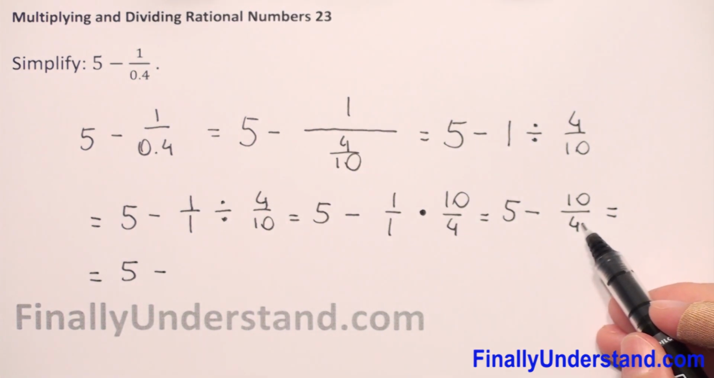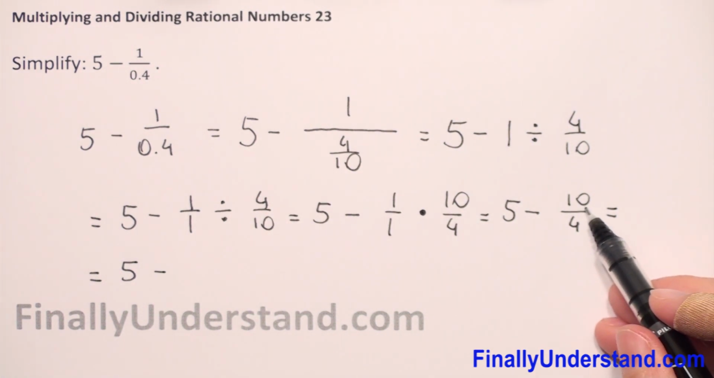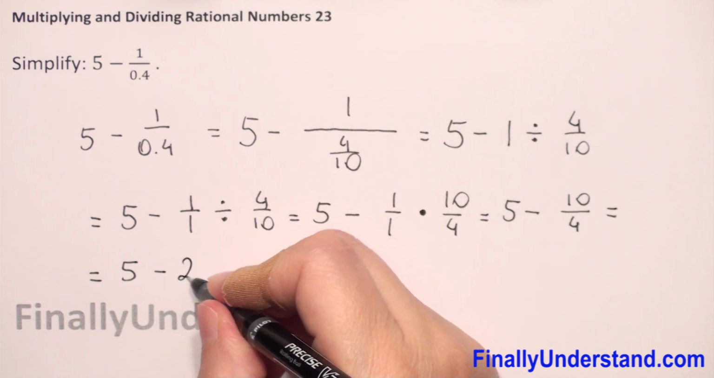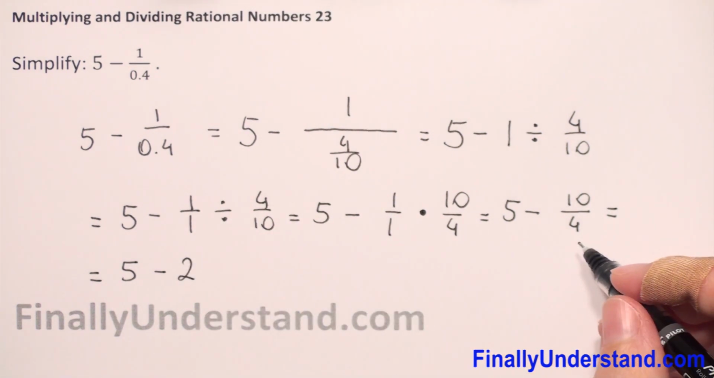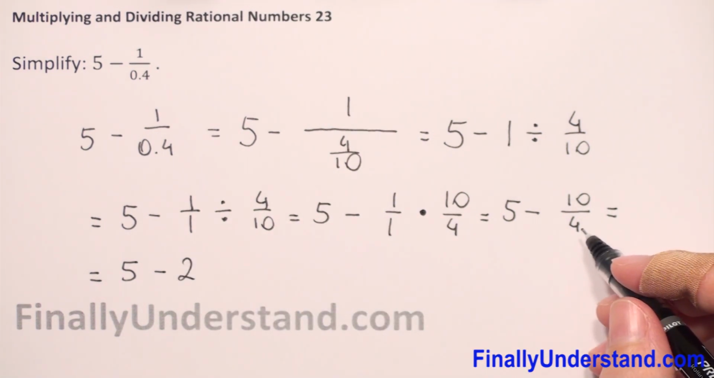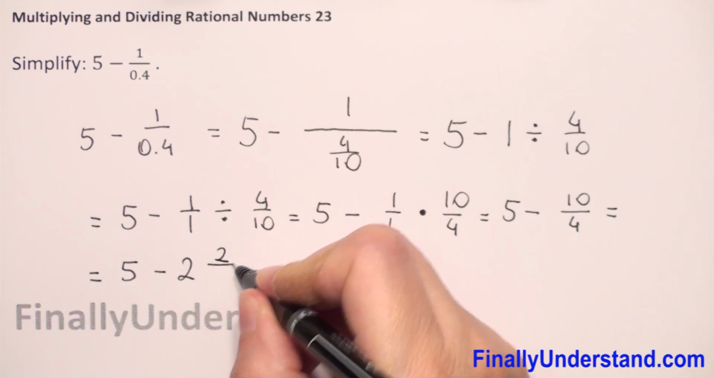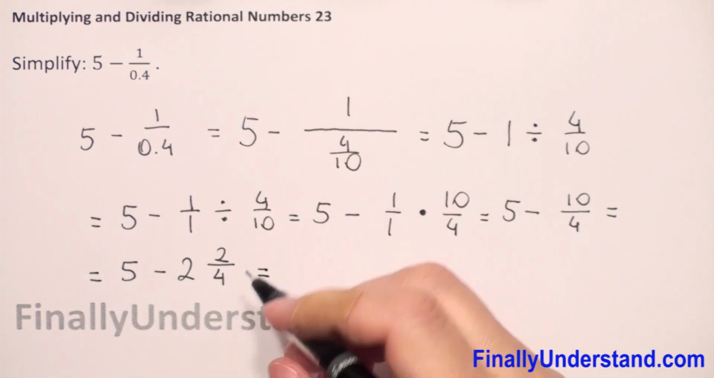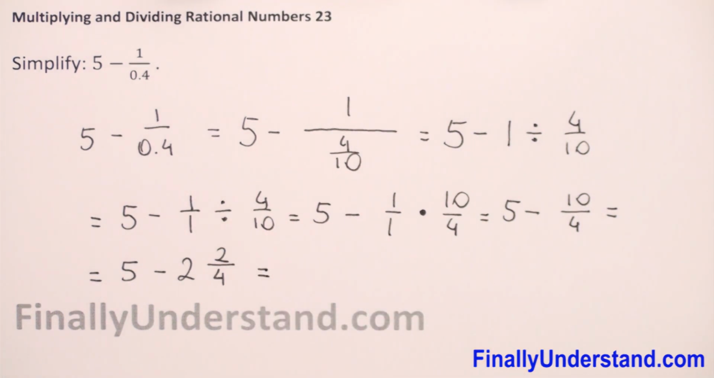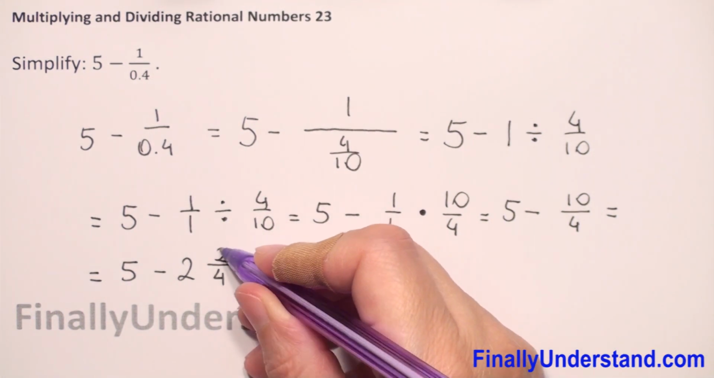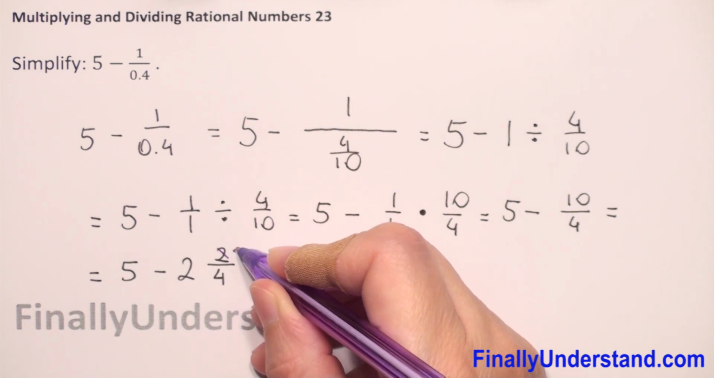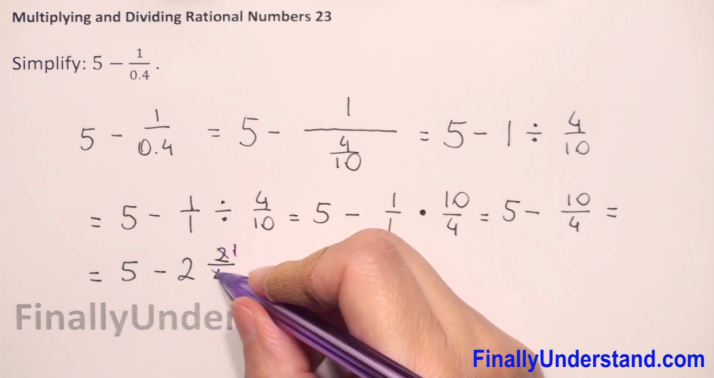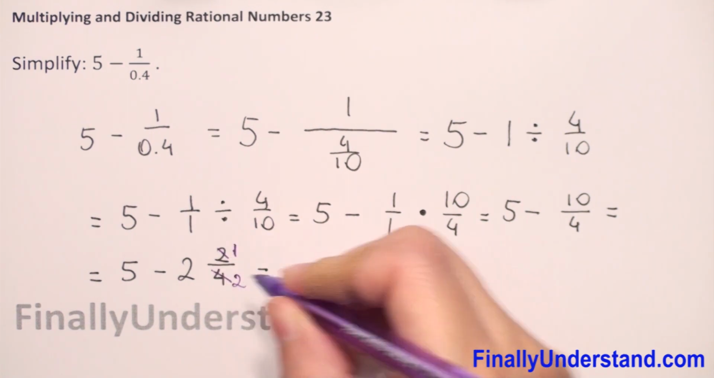How many times can you put 4 into 10? 2. And now 2 times 4 is 8. 10 minus 8 is 2/4. We rewrite. So this is equal to, we can reduce 2/4, we can divide by 2, so it will be 1 over 4 divided by 2 is 2.